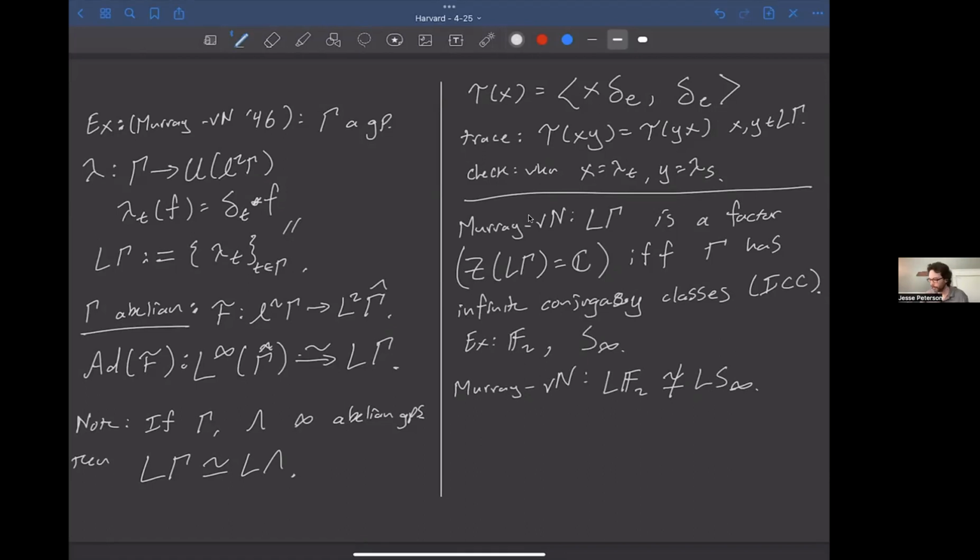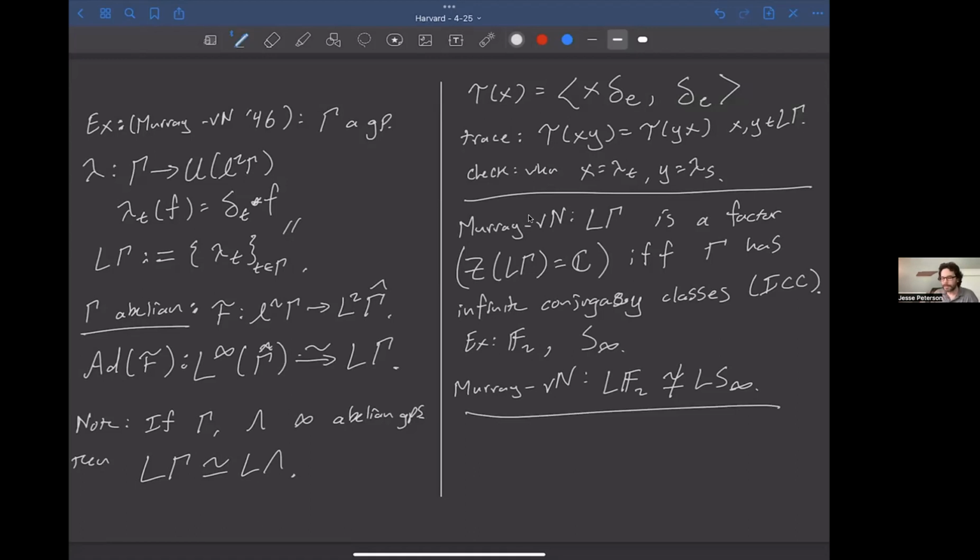So this is really, I think, kind of the beginning. This is in their 46 paper. And this is really the beginning of the theory of von Neumann algebras. So maybe before then it was kind of nice tools and development, and there was a more general theory, but this shows that there's a lot of interesting structure going on here.